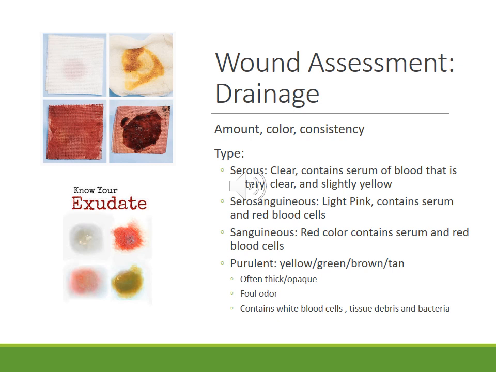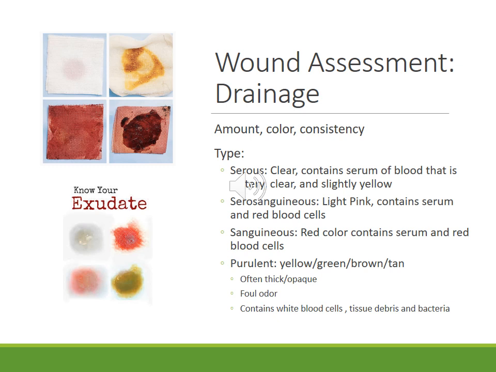The next term that we may use when we're describing wound drainage is serosanguinous. This is a light pink drainage. It contains some serum and red blood cells. In your bottom picture here where it says know your exudate, it is the bottom left picture. That is what we consider light pink, and we would describe that as serosanguinous in our documentation for that drainage. Sanguinous is a bright red color, contains serum and red blood cells. In the know your exudate picture, it is the top right one.